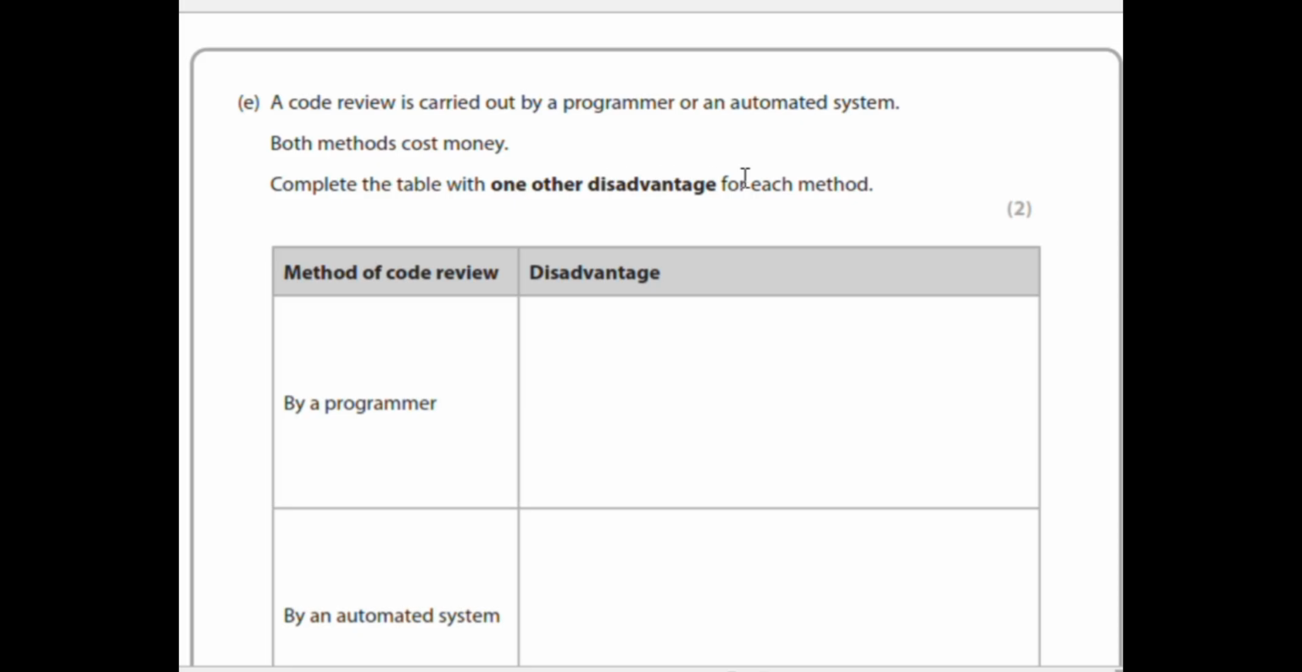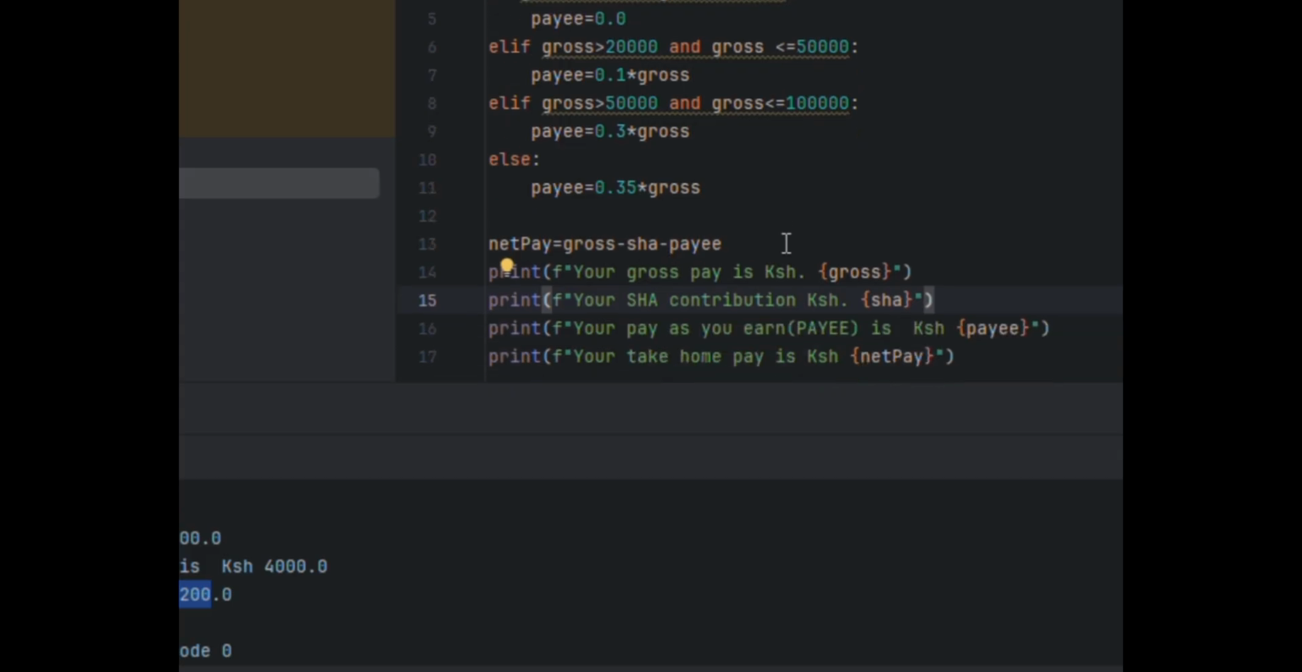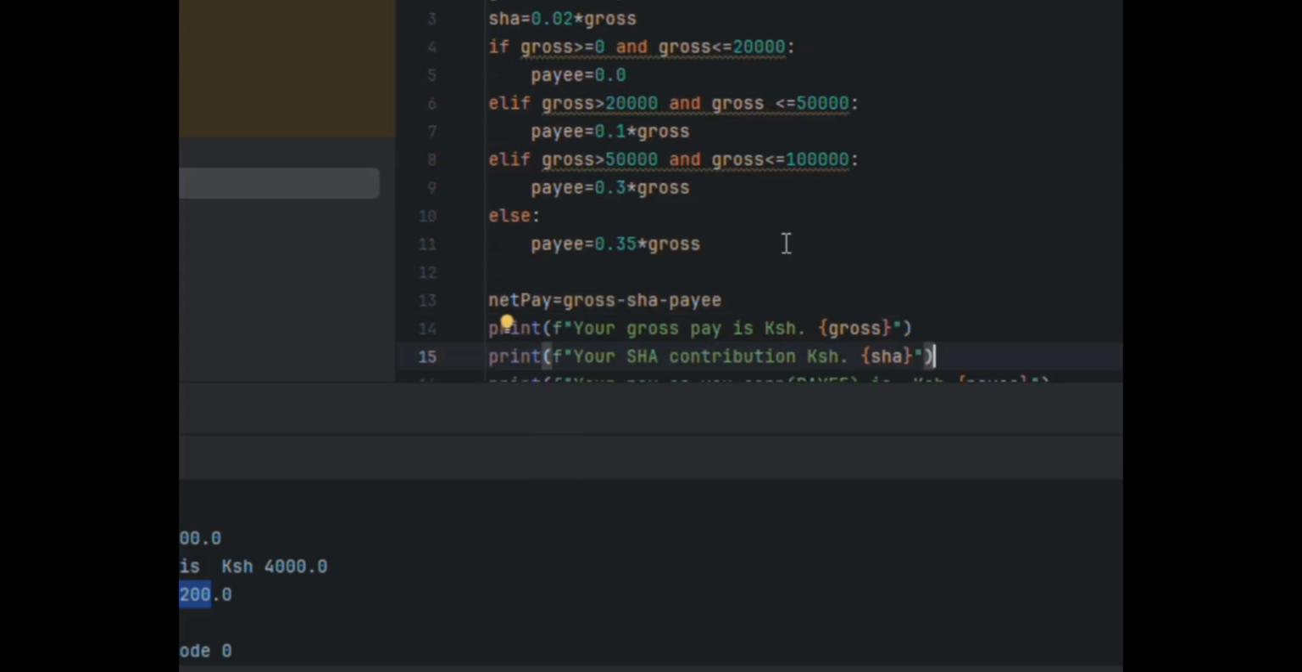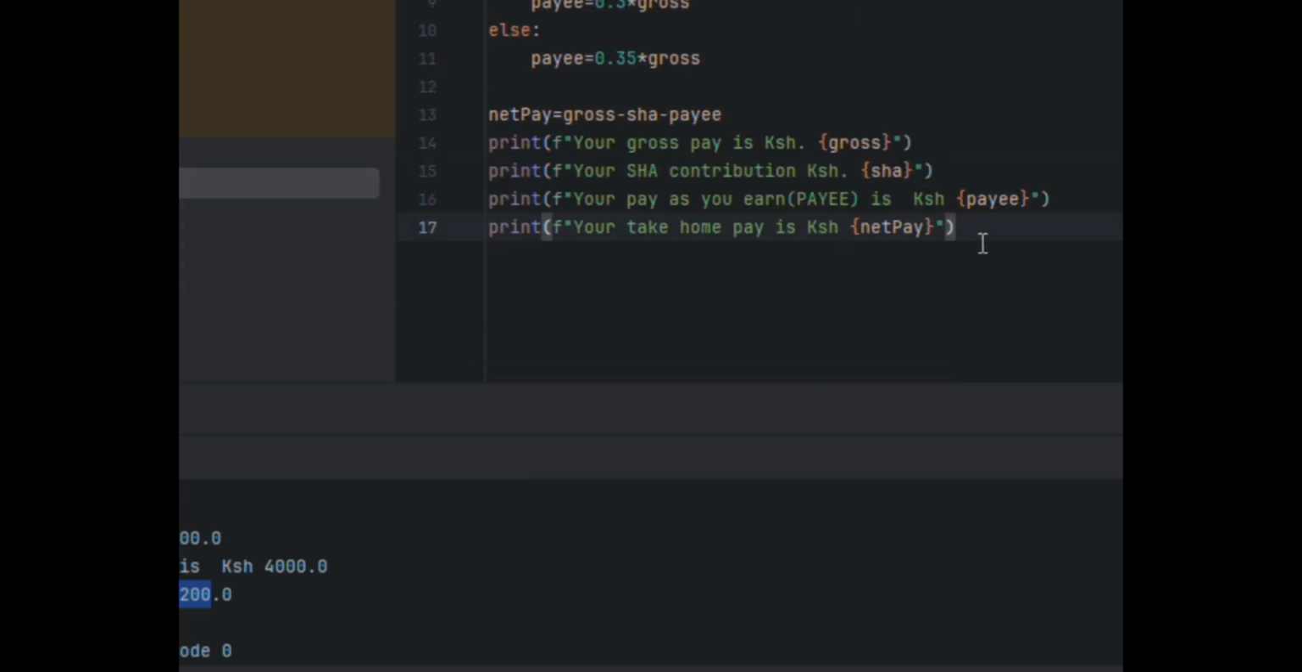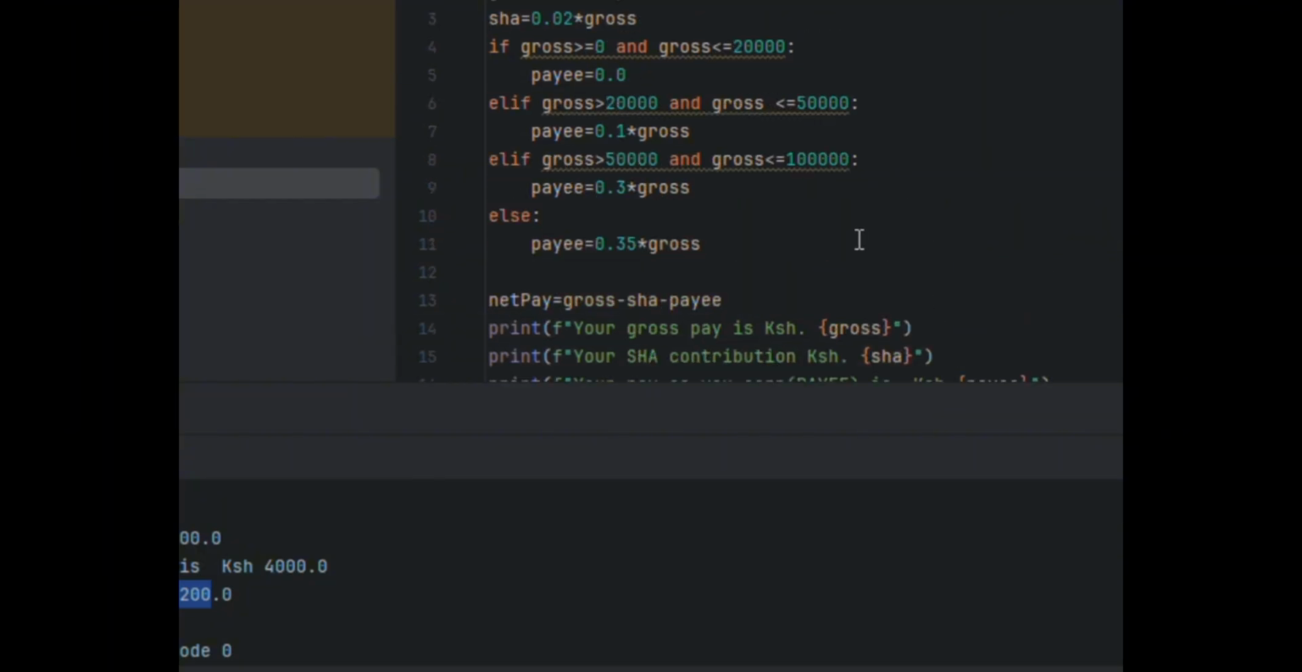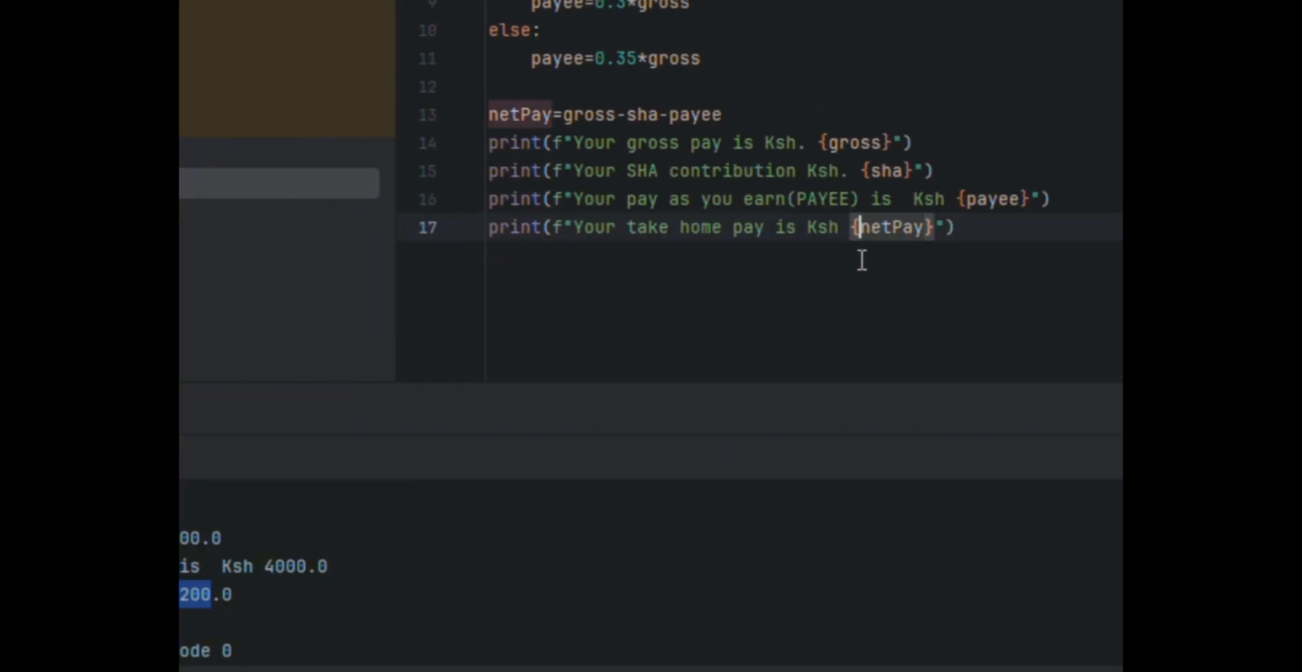Okay. A code review is carried out by a programmer or an automated system. Both methods cost money. Complete the table with one other disadvantage for each method. So one disadvantage is that both of them cost money. And then the question is asking that you give another disadvantage.